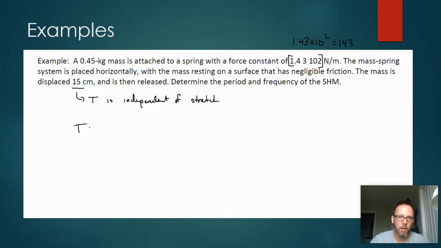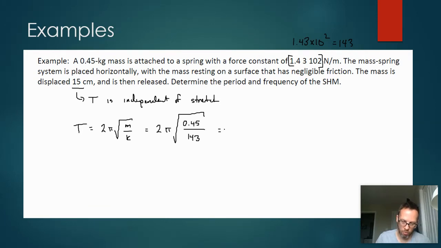So let's do it. Period is 2 pi times the root of m over k. So this is just a plug and play question, nothing too complicated. Plug in our mass, 0.45, and plug in k, 143. And then let's work it out. 2 times pi times the root of, I'm going to try to do this all at once, 0.45 divided by 143. Yep, I got about 0.35 seconds.